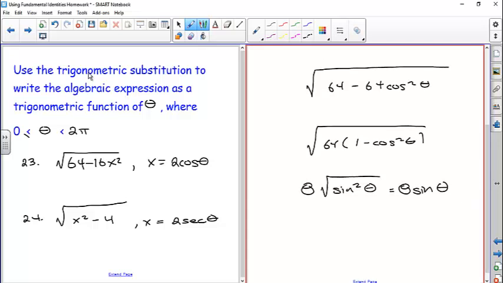So use the trigonometric substitution to write the algebraic expression as a trigonometric function of theta, where theta is between 0 and pi.